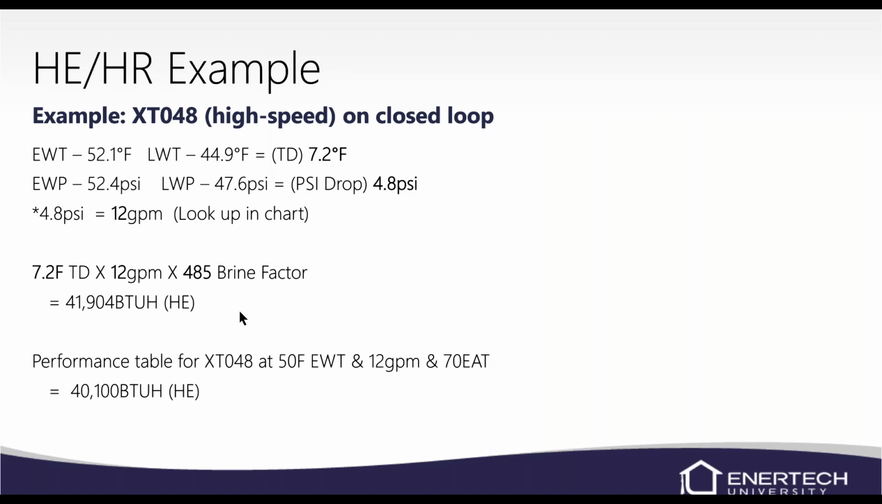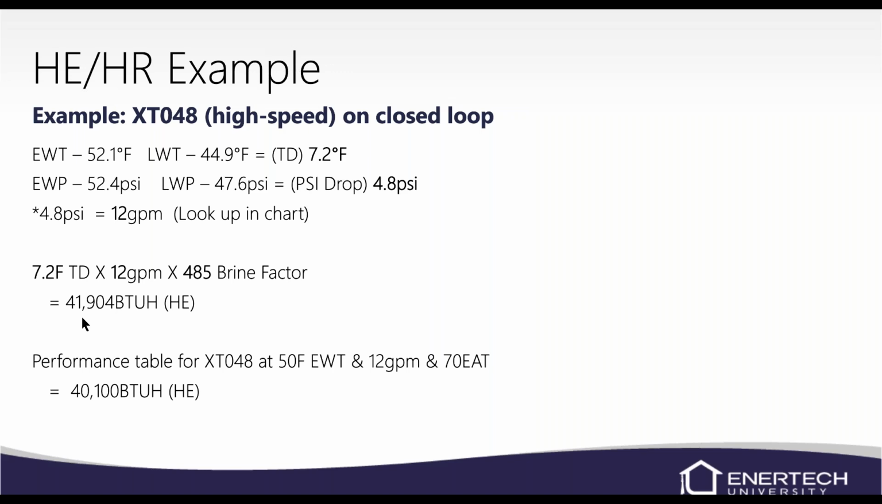The closest water temperature in the IOM for 52 degrees would be 50. So we look at 50 degree entering, 12 GPM, 70 degree entering air temperature, and the manual tells us that we should be at 40,100 BTUs. As long as we're within 10% of what the book says, there's no reason to do anything else. The unit's doing all that it can.